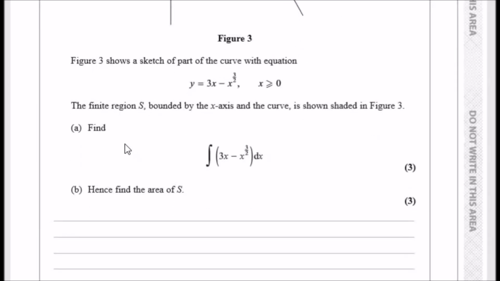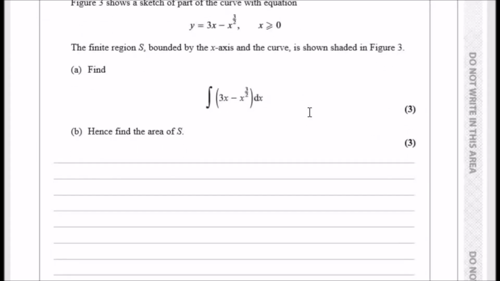Find, okay, A, the integral of this. Alright, so this is just standard integration. Well, we can just do it here. To integrate, you just raise the power by 1 and divide by it.